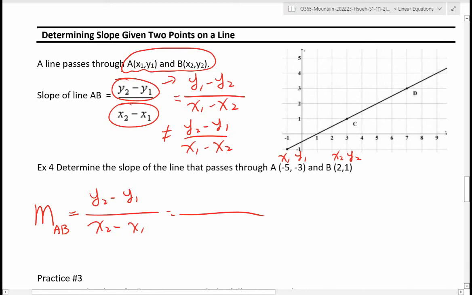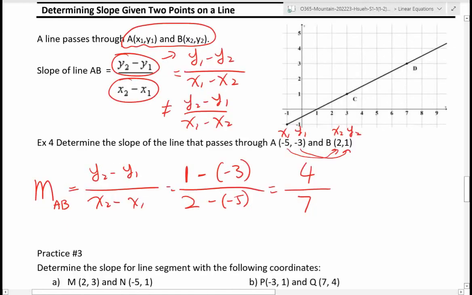So y2 is 1 minus y1, which is -3, so be careful. It's 1 minus -3. And for the x's, we have x2 as 2 and x1 as -5, so 2 minus -5. Now 1 minus -3 means 1 plus 3, so that's a 4, and 2 minus -5 is 2 plus 5, which is 7. So there you go, that's the slope, 4 out of 7. You can see this: from here to here, you're increasing by 4, and from here to here, you're increasing by 7. Change in y divided by change in x, 4 out of 7.